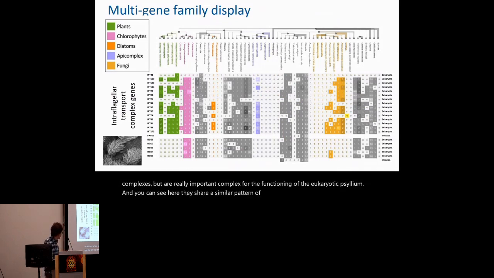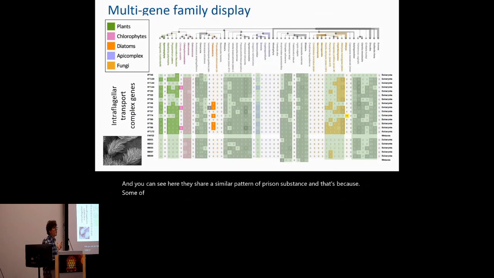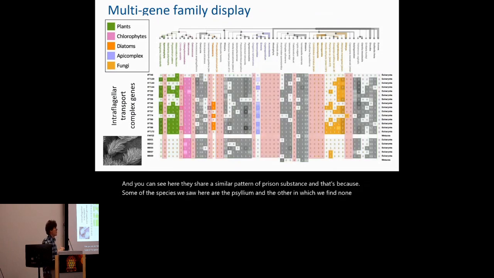presence and absence, and that's because some of the species we see here have a cilium, and the others, in which we find none of these genes, don't have a cilium. And you can see there is some intermediary transition, and this visualization allows you to see how the cilium, all this machinery, evolved in different species across the tree of life. It's in total more than 5,000 genes, but you can see all of this on this one screen.